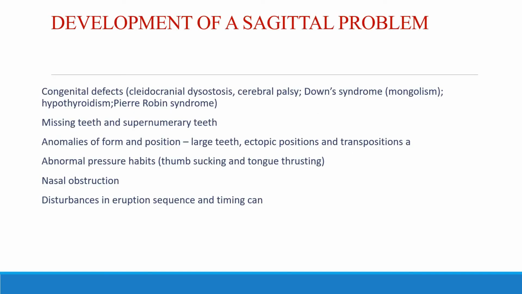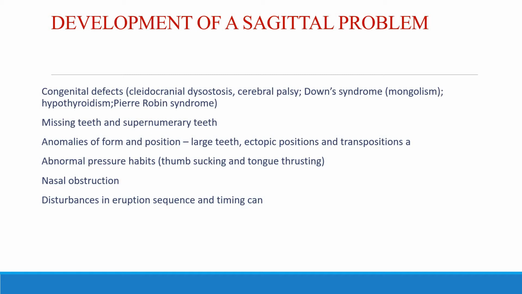Congenital defects like cleidocranial dysostosis, leading to retruded maxilla and prognathic mandible, cerebral palsy, resulting in loss of muscular coordination, Down syndrome or Mongolism, hypothyroidism, leading to underdevelopment of mandible, and Pierre Robin syndrome, resulting in micromandible, are all responsible for the development of class 2 malocclusion.